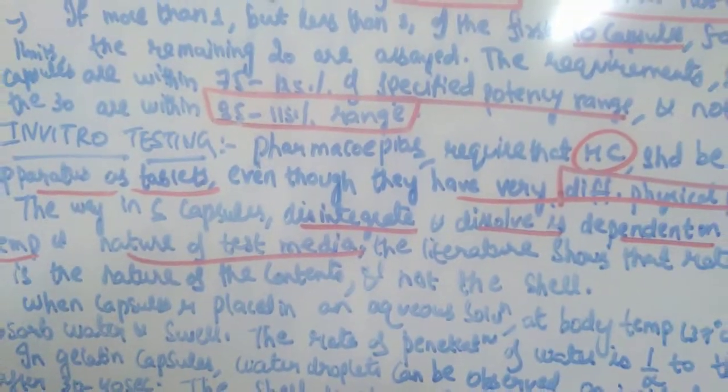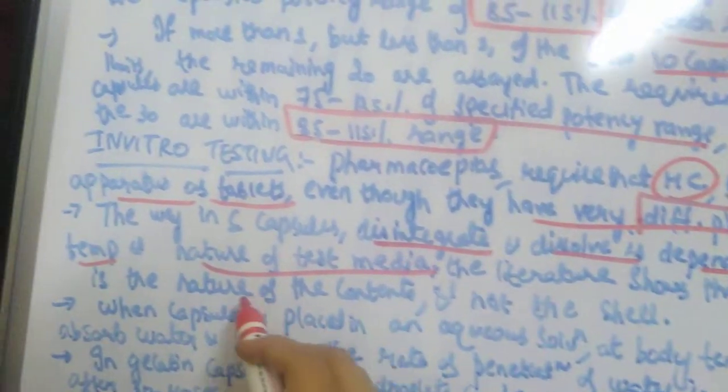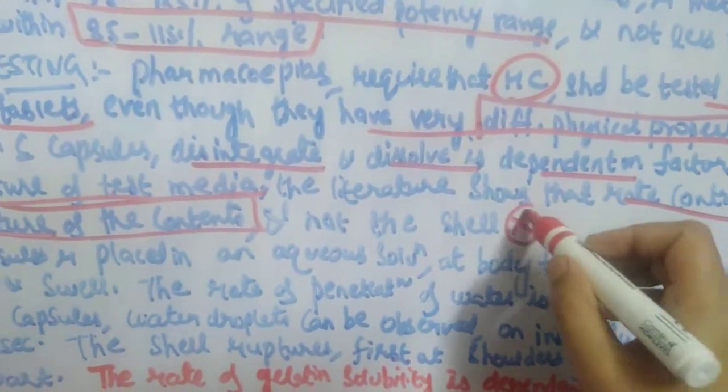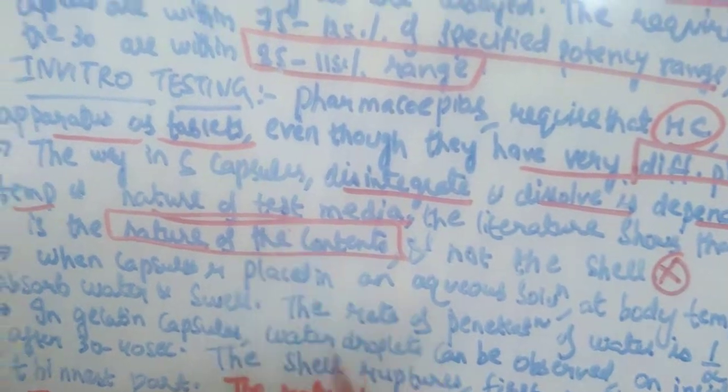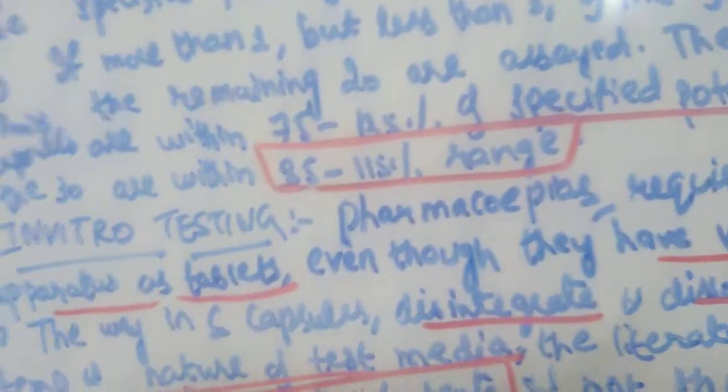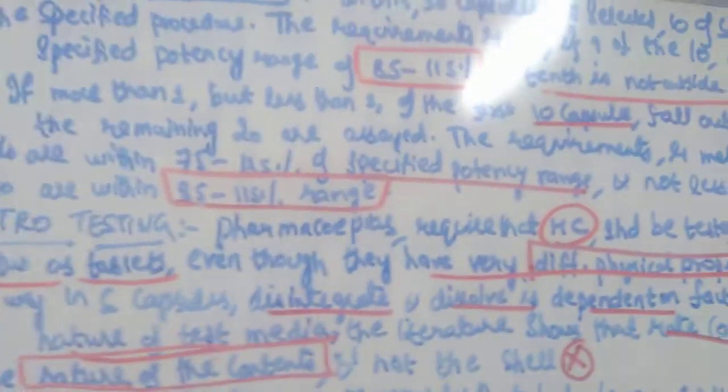The literature also shows that the rate controlling step is the nature of the contents and not the shell. So the shell is not playing any role in the disintegration, but the nature of the contents is playing a role in disintegration. This was the only one which is given in your textbook.